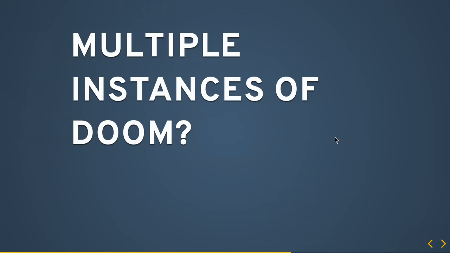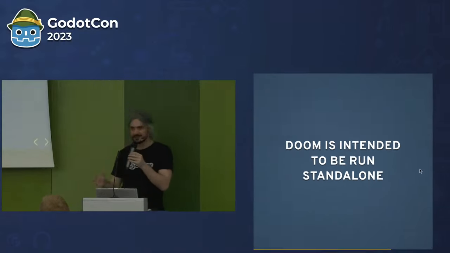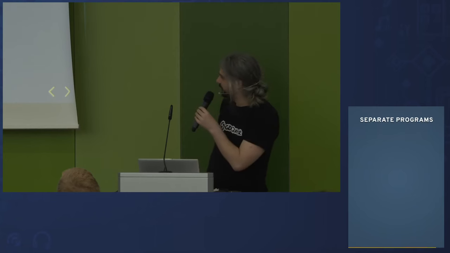So how did I handle multiple instances of Doom? That's quite interesting. Doom is intended to be run standalone. As Doom itself was programmed to run as a program, it mutates the global state, and that makes it difficult to integrate multiple instances of Doom in a single project, to have multiple nodes running instances differently. So there's no Doom new. You cannot instantiate Dooms with the old C code.